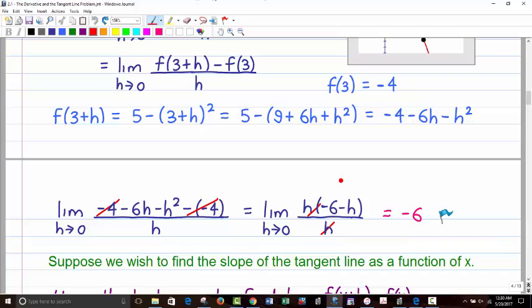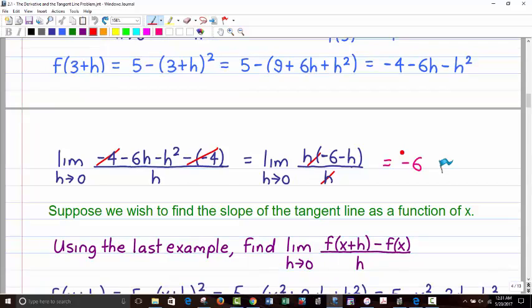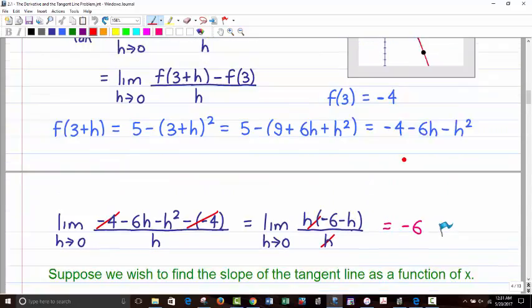Just like we've done factoring and canceling with other types of limits. So these two terms, minus 6h minus h squared, they share an h. Factor out the h, then cancel the h's, and you're left with negative 6 minus h. Insert the 0 for the h, and you would have negative 6. Now, negative 6 would be the slope of that tangent line.